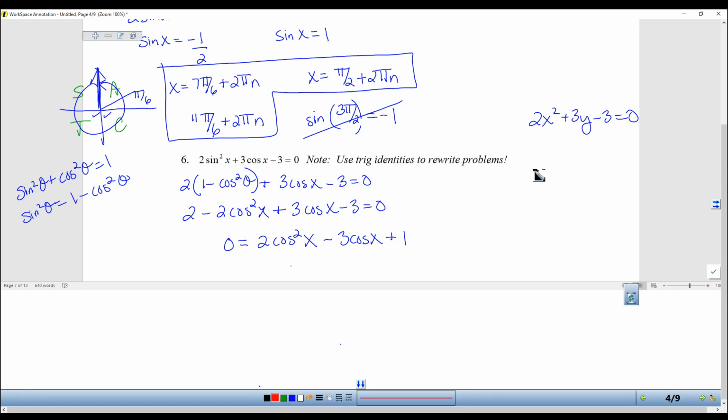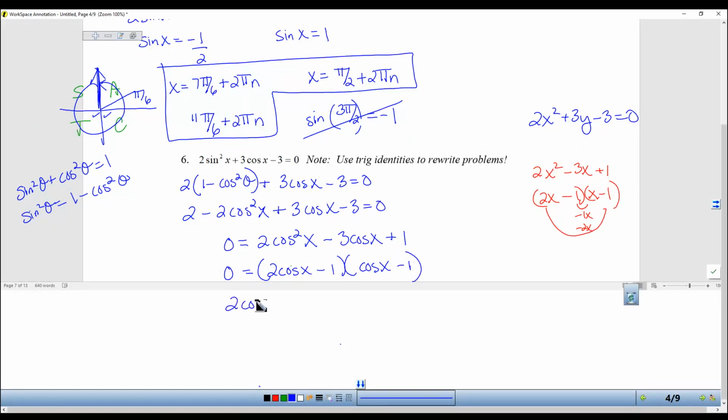Remember that if you ever have trouble factoring, factor this and then go back and factor your trig problem. So a 2x squared has to be 2x and x, and a 1 has to be 1 and 1. And if you make them both negative, you'll have negative 1x and negative 2x, which will give you that inner that you want. So 0 is equal to 2 cosine of x minus 1 times cosine of x minus 1.